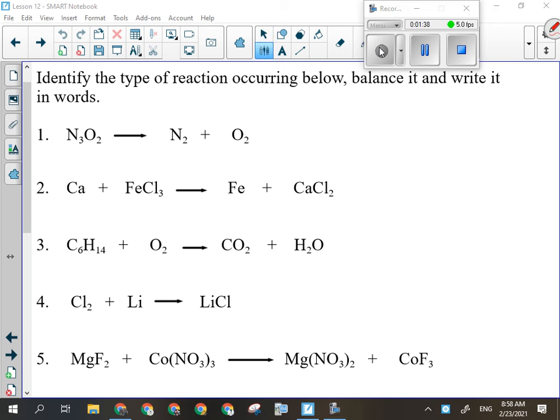Right, so I've got in number 1 a single reactant, okay, and it's breaking down into its 2 elements. So what kind of reaction am I looking at there? That's a decomposition reaction, okay? The only reaction type we have that has only 1 reactant is decomposition.